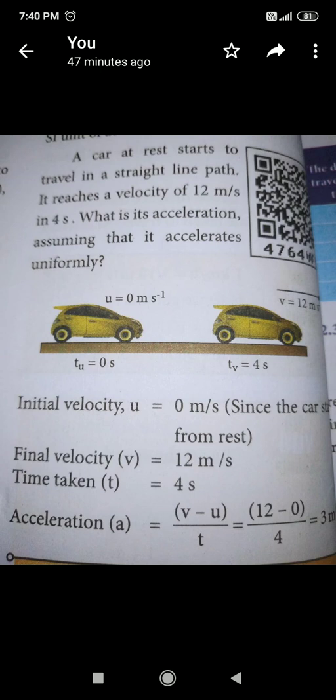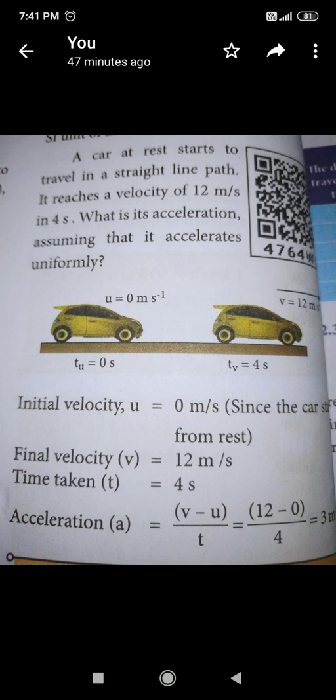See, a car at rest, first rest ல இருக்கு, starts to travel in a straight line, start to move பண்ண ஆரம்பிச்சிருச்சு. It reaches a velocity of 12 meter per second. ஒரு செகண்டுக்கு 12 மீட்டர் ஓடுற அளவுக்கு அதோட வேகம் இருக்குது. In 4 seconds, அப்படி 4 செகண்ட்ஸ் அது போகுது அப்படின்னா what is its acceleration? Assuming that it accelerates uniformly. First initial starting point is 0. Initial velocity u equals 0 meter per second and final velocity v is 12 meter per second. Then time taken is 4 seconds.